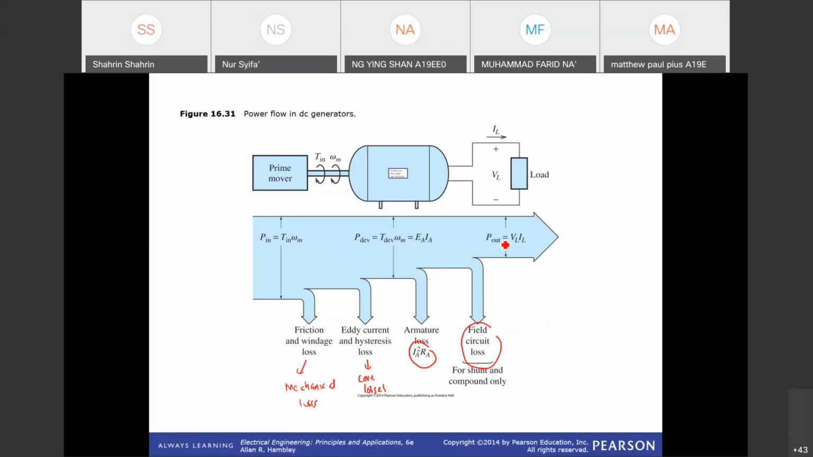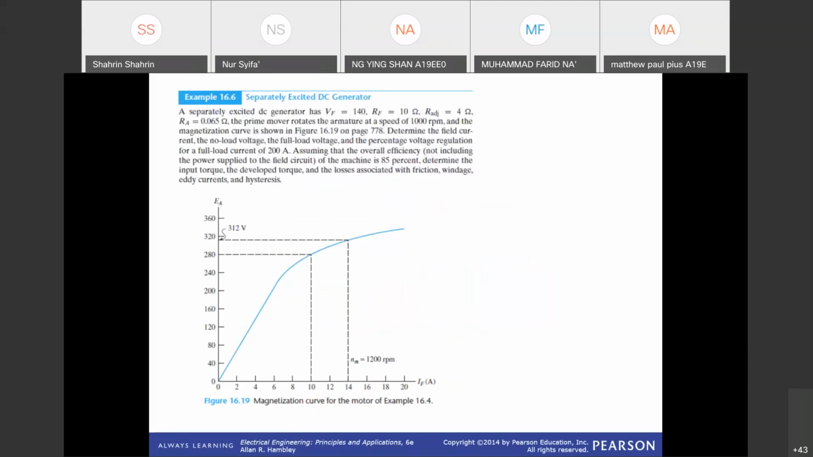And lastly, the P out, which is the electrical output. So simply multiply the voltage load with the current. So this is an example. Okay, so we take a break of about 5 minutes so that you can try to comprehend this example.